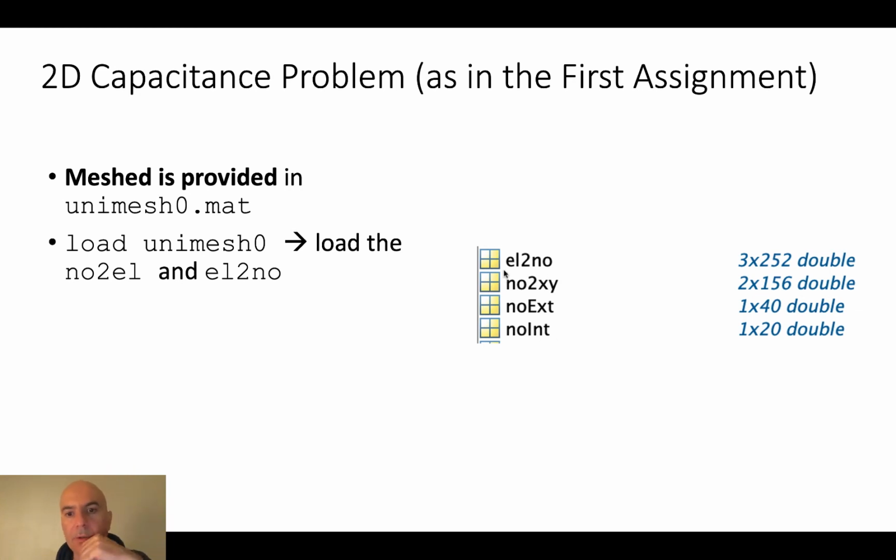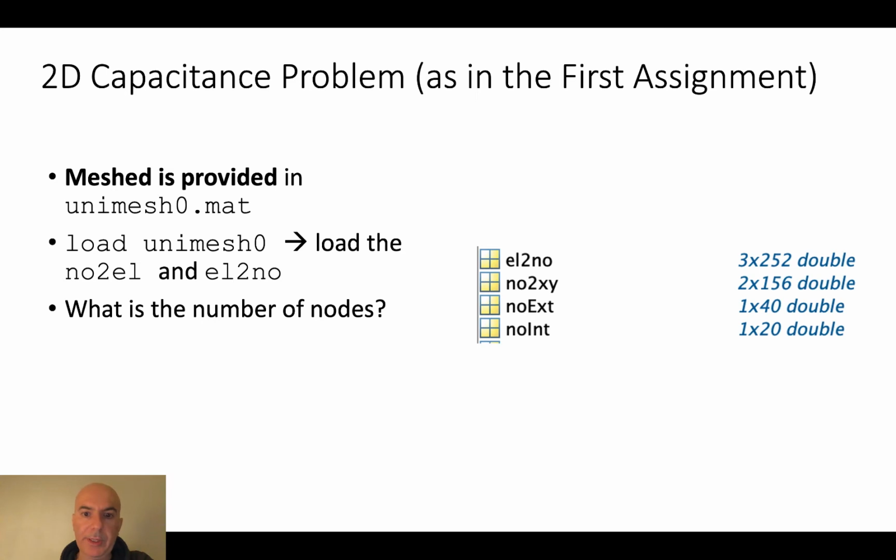One is going to be the mapping from the element index to the node indices, and the second one is going to be from the node indices to the x and y coordinates. So if you do this in MATLAB, you will see that you will have two matrices. The first one is 3 by 252, and the second one is 2 by 156.